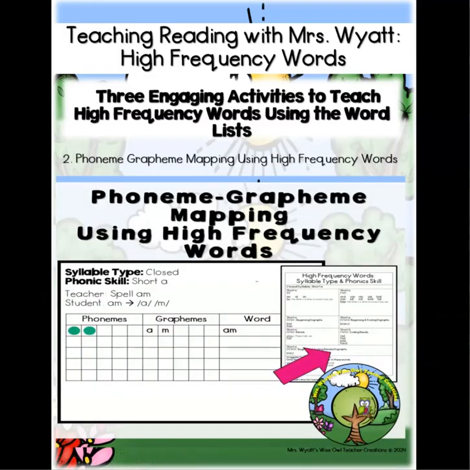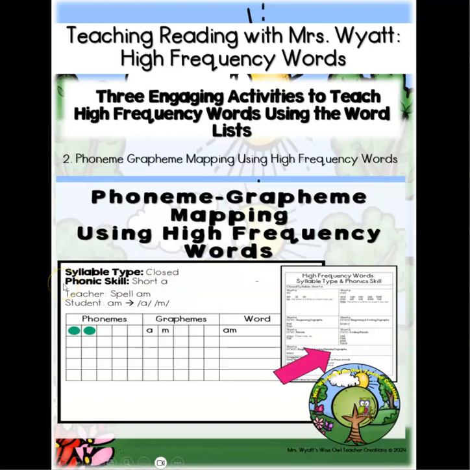The second engaging strategy that you can use to help students learn to read and spell high frequency words is phoneme-grapheme mapping. So in this case, you would use that list based on whatever phonics skill that you're using. And in this resource, I am just focusing on short vowels. I will have a resource coming out soon that has all of the different phonics skills. So in this case, the syllable type is closed.